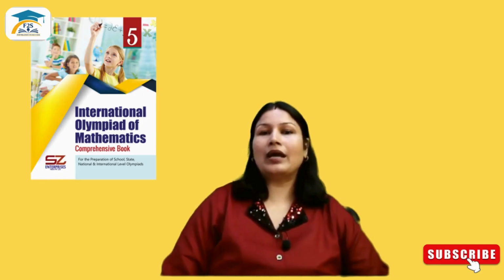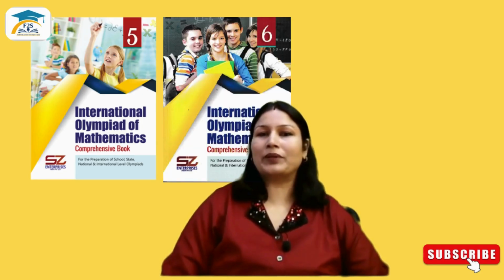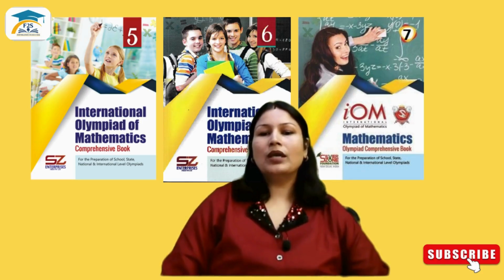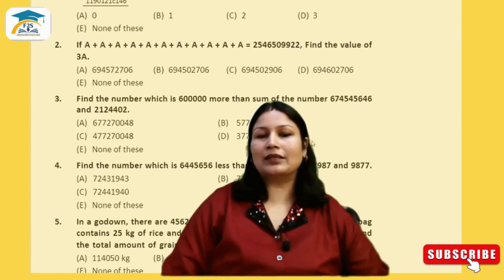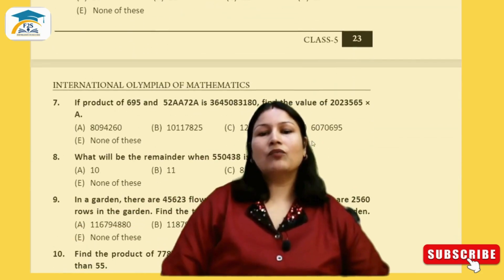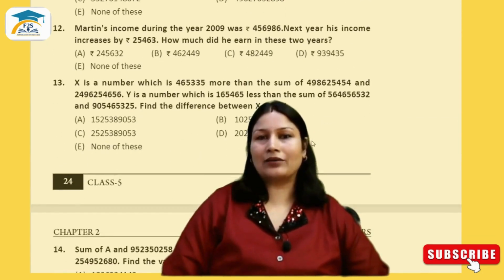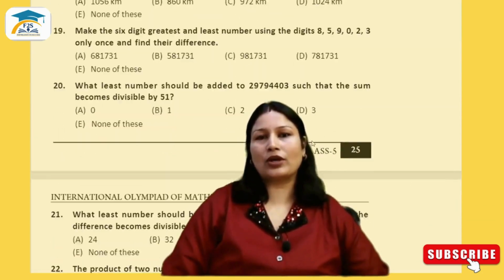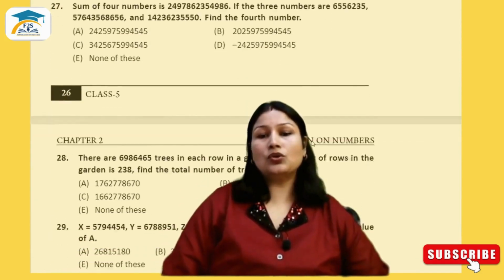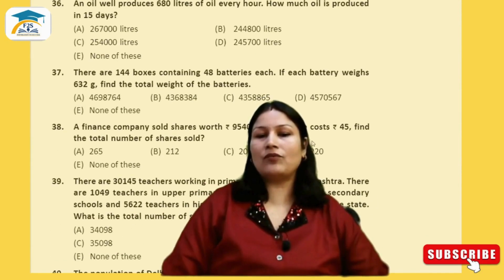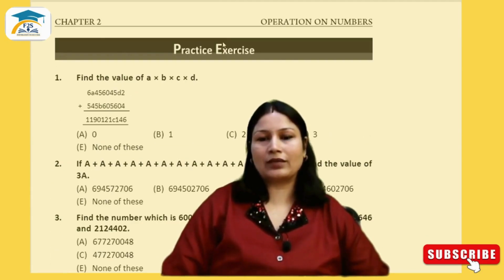We are going to start an Olympiad preparatory series for grade 5 to 7 for mathematics. We start with the preparation of Silver Zone Mathematics Olympiad, where I will teach you to solve the comprehensive book of Silver Zone. In this book, every chapter contains 40 questions, which I have divided in 3-part videos of 14, 14 and 12. You will get 2 videos every week for your respective class.